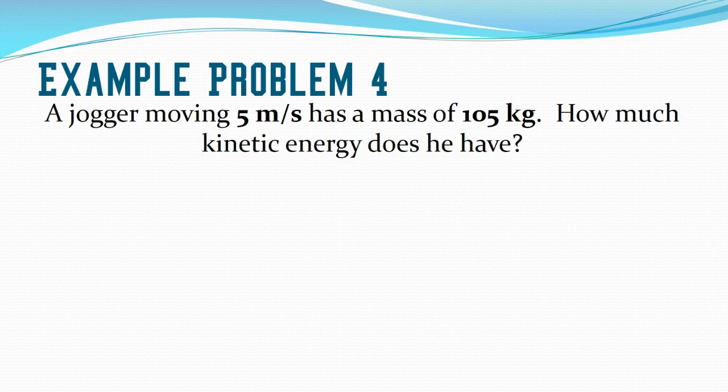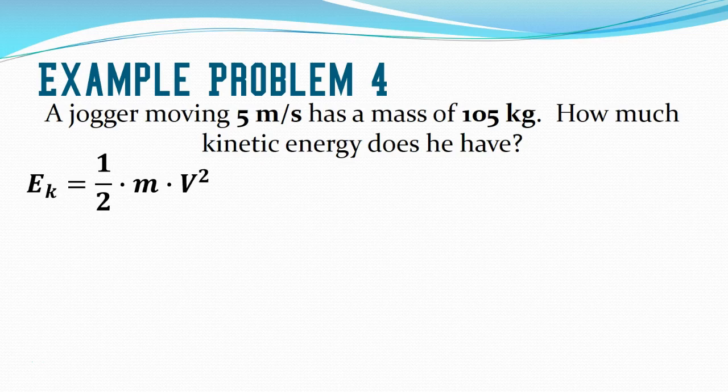Now we have a jogger that's moving 5 meters per second, so we know their velocity, and has a mass of 105 kilograms. How much kinetic energy does the jogger have? I know that we're on the ground, so there's no gravitational energy. The jogger has not been stretched or compressed, so there's no elastic energy. However, they're moving, so there's kinetic energy. Use the right formula based on the type of energy being used at that moment.